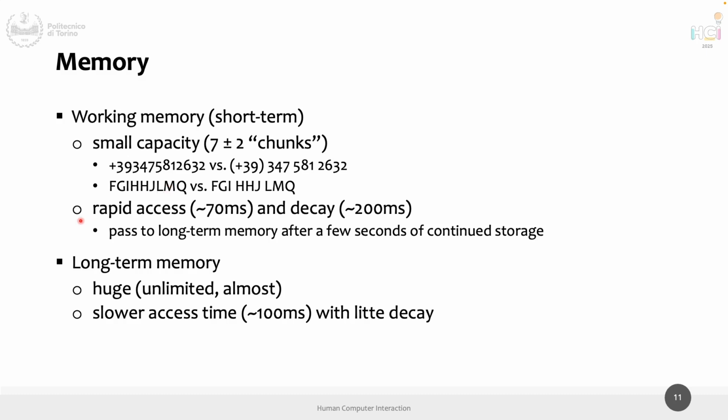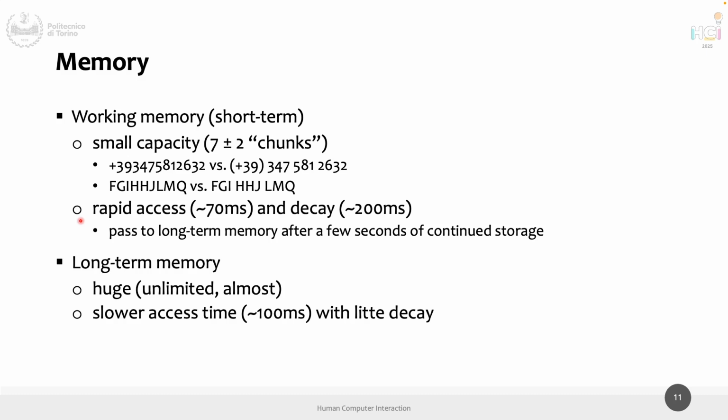Working memory has a very rapid access, around 70 milliseconds, so we are very fast in access, but it also decays in 200 milliseconds. So if we have a task for which we need to remember one thing from one page to another, that thing to remember cannot be kept longer than 200 milliseconds. We cannot have a task that lasts 1 second and needs remembering things, because we won't remember them. So indeed, one principle is recognition and not recall of information, just for this reason.